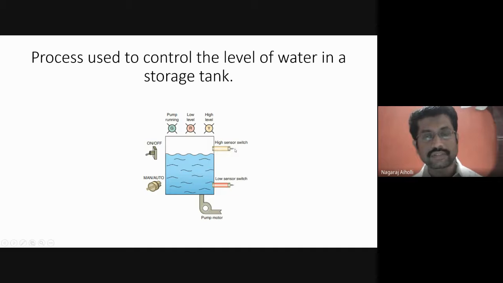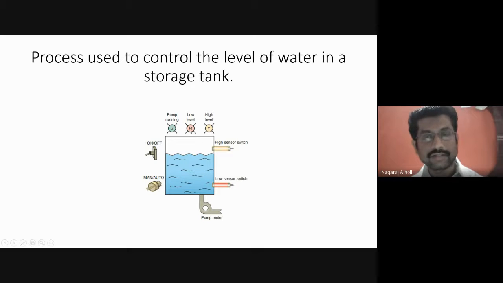A high sensor switch senses the high level in the tank, and a low sensor switch senses the low level in the storage tank. Suppose the status is high, the high sensor switch senses that, and it will indicate high level with the yellow indicator. Suppose the level of the water is almost low, in low state. Then the low sensor switch is activated and the red LED will be turned on. The red LED will glow to indicate the low level in the storage tank.